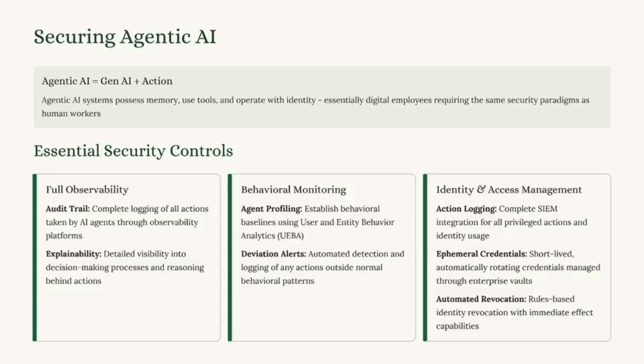So full observability is key, making sure you understand exactly what your AI agents are doing. This is not easy, but there are whole platforms being developed now to give you full visibility into what your AI agents are doing. Behavioral monitoring. This is insider risk management. It's UEBA, things we've been doing for years. You're going to profile all of your agentic AI, and if it deviates from that profile, red flag, take action. And these things can be corrupted.